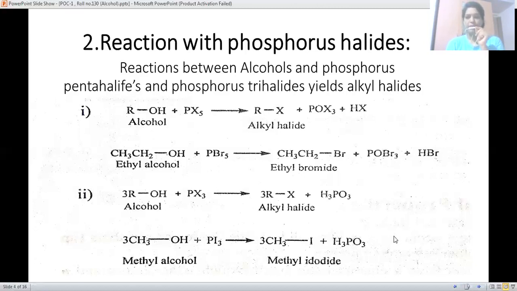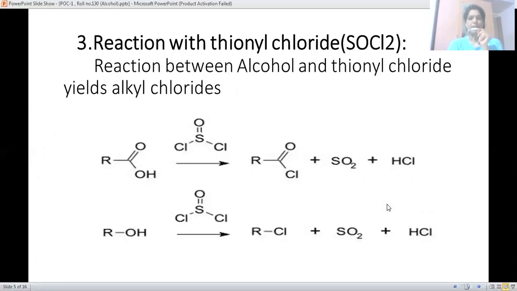Same, we will see the reaction of methyl alcohol, the methyl iodide formation. These are very simple reactions. Then the reaction with thionyl chloride. Thionyl chloride has the formula SOCl2. The alcohol will react with thionyl chloride, the synthesis of alkyl chloride.